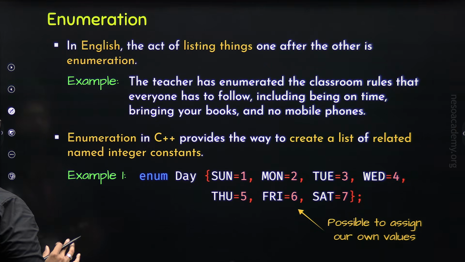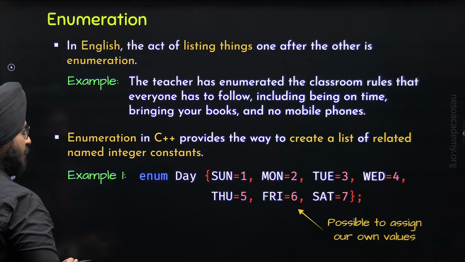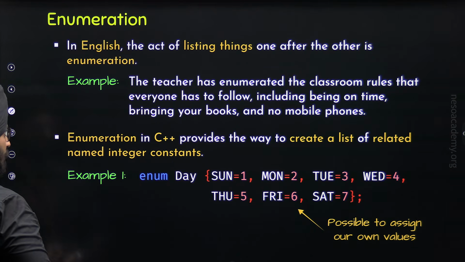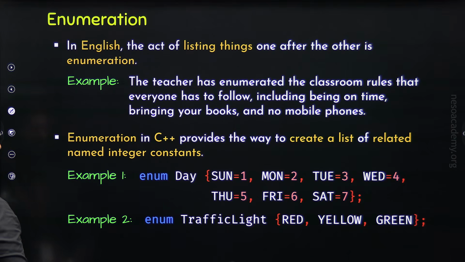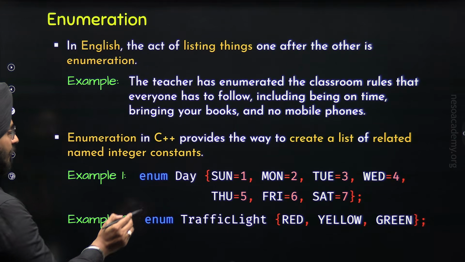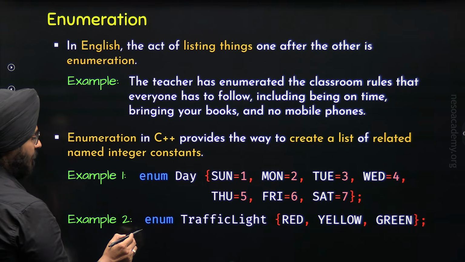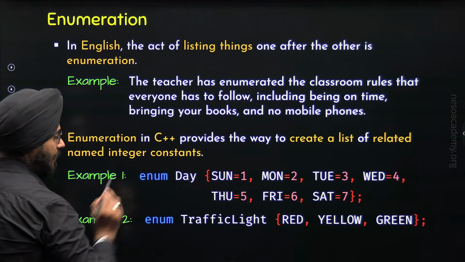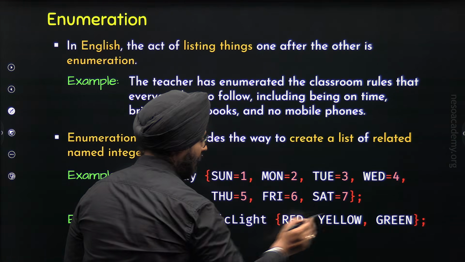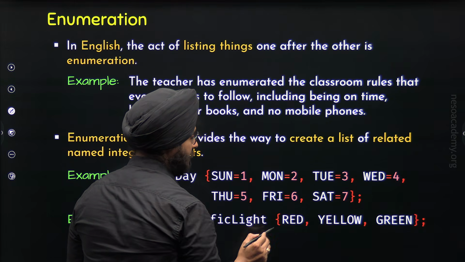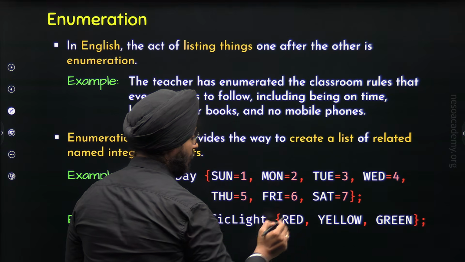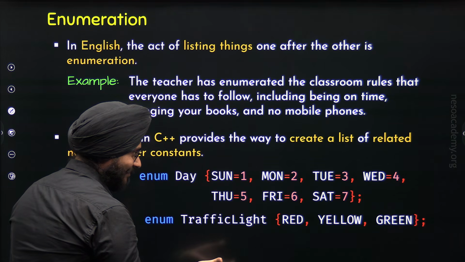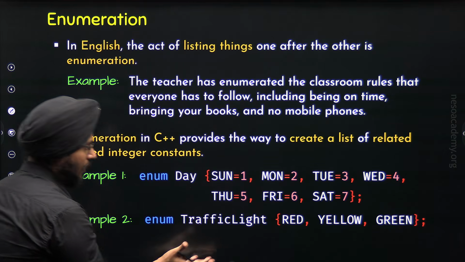I hope it is clear to you how to define enumeration in C++, and how it looks is also clear to you. Now let's take one more example to concretize this concept. Here is example number 2. I have defined this enumeration. First, I have specified the enum keyword, then the name of the list. The name of this list is traffic light. And the list has these items: red, yellow, and green. These are all named integer constants which are related to each other. They represent traffic light.